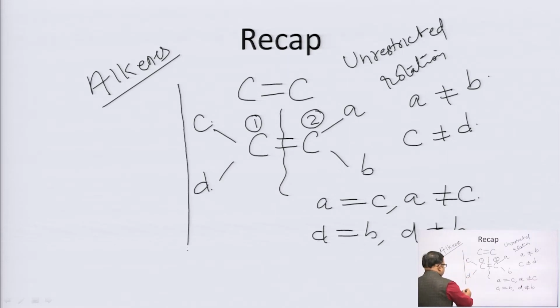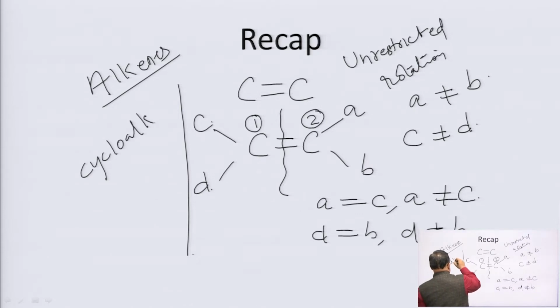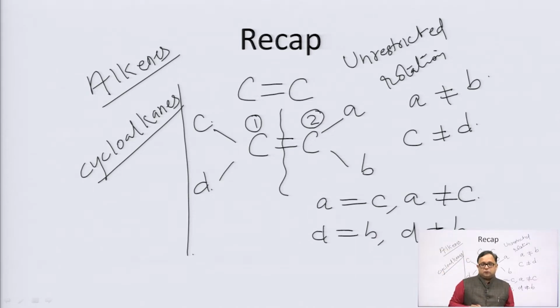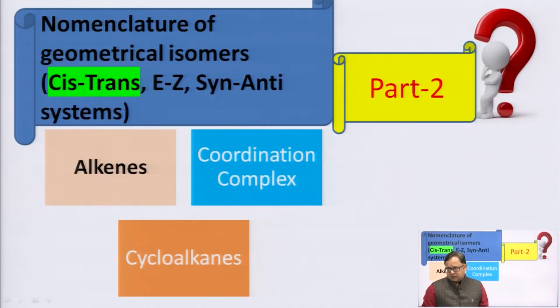Apart from alkenes, cycloalkanes also exhibit geometrical isomerism. So, in our previous lecture, we discussed only what conditions are required to exhibit geometrical isomers. Now, in this lecture, we will see the various methods that are adopted for the nomenclature of geometrical isomerism, namely cis and trans, E-Z, syn and anti system.